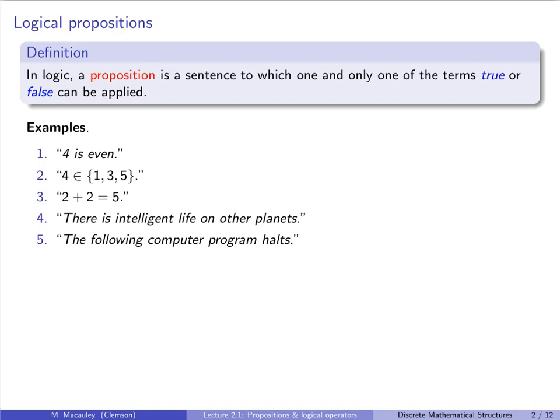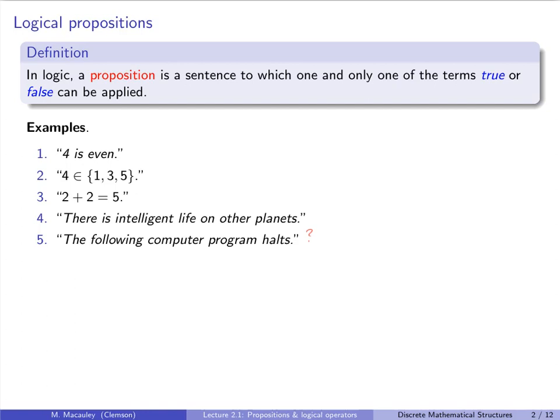And finally, this one is a little bit controversial. The following computer program halts. So I'm going to put a question mark here because this is kind of like the last one. It's either true or false. We don't necessarily know which one it is, but there's a big theorem in logic that says that there is no algorithm to determine this.